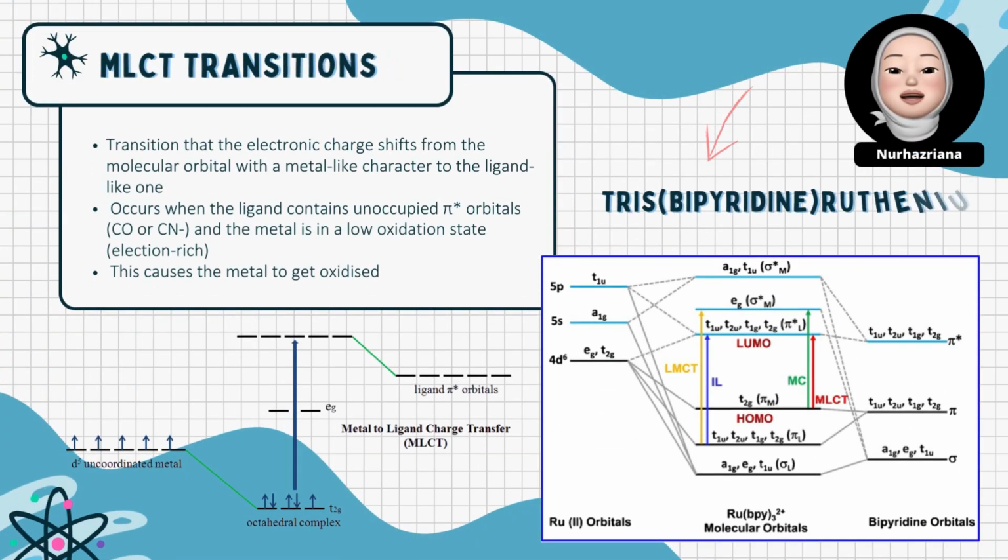So here, we will discuss the MLCT transition. The first one, a transition where the electronic charge shifts from a molecular orbital with a metal-like character to a ligand-like one. Number 2, it occurs when the ligand contains an unoccupied pi star orbital, for example CO or CN-, and the metal is in a low oxidation state, electron rich. And the last one, this causes the metal to get oxidized. An example of the MLCT transition is tris-bipyridine ruthenium(II), Ru(bpy)3 2+. So here is the MO energy level diagram of the compound.